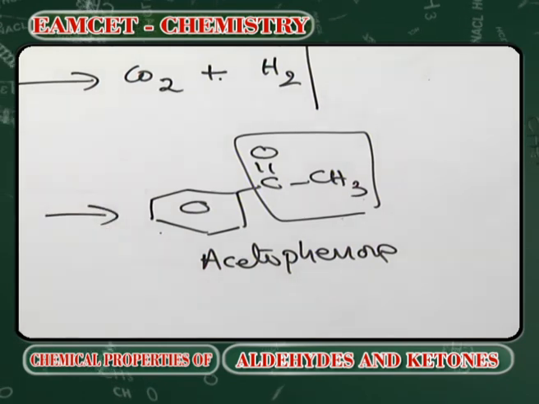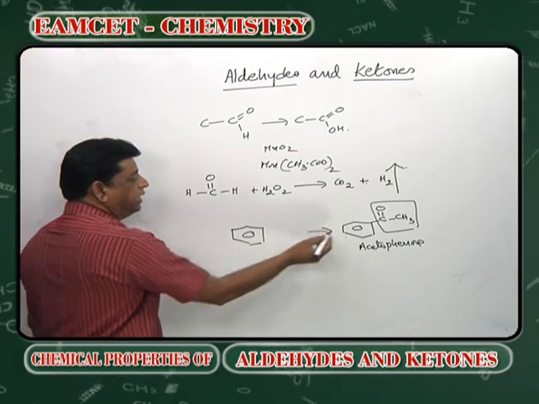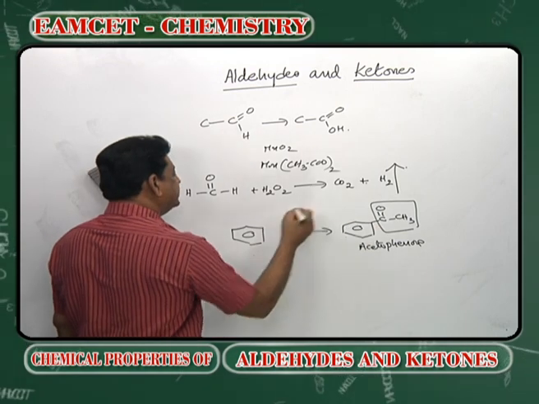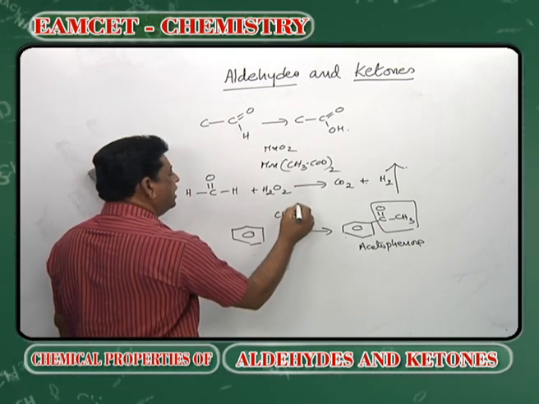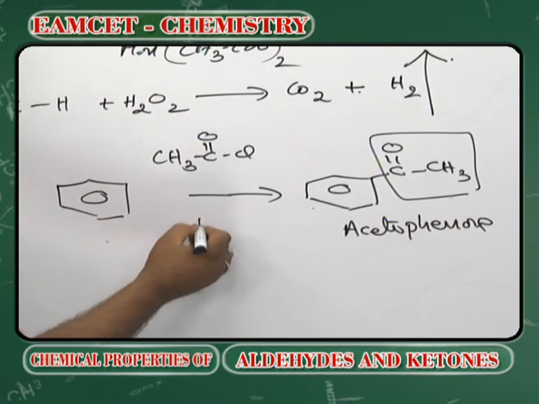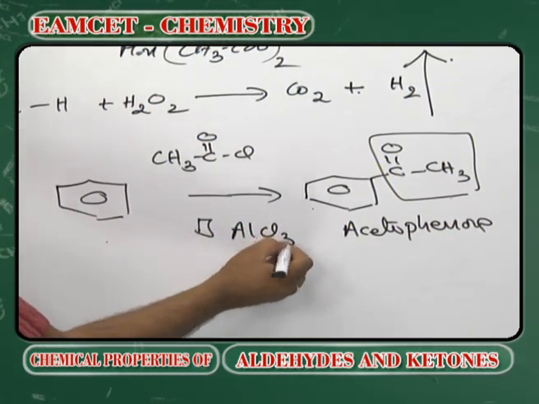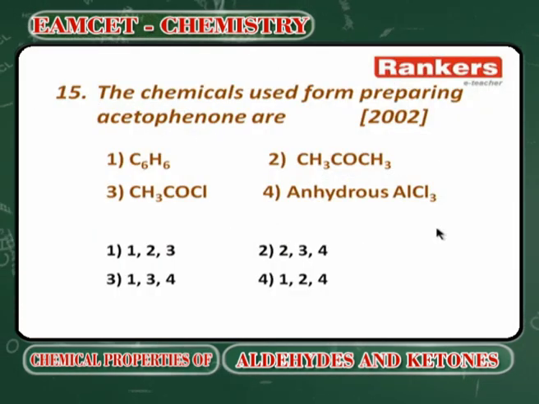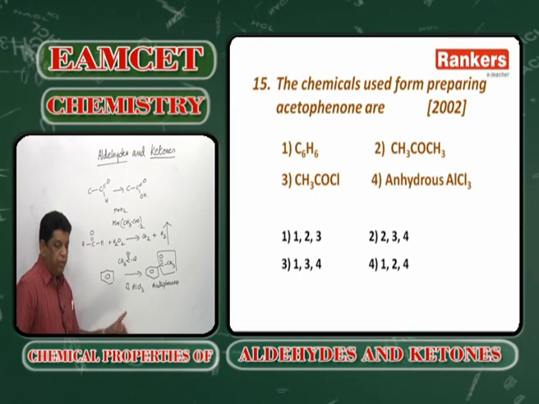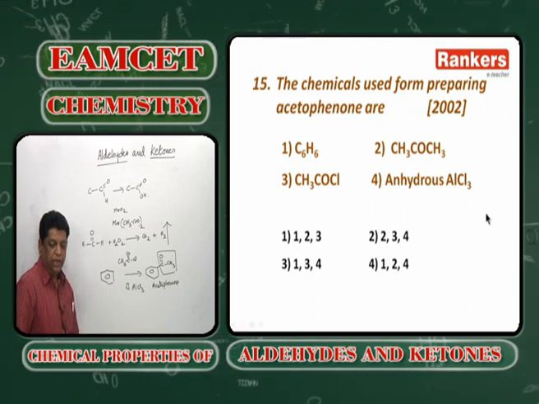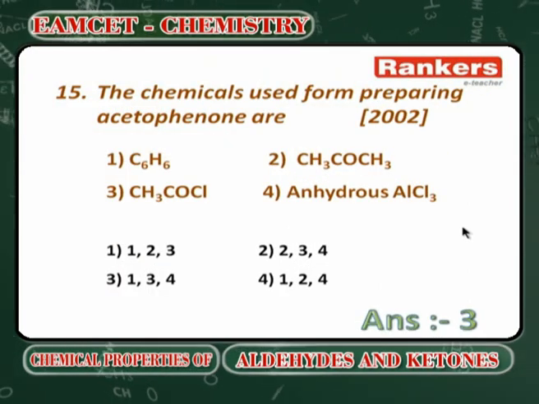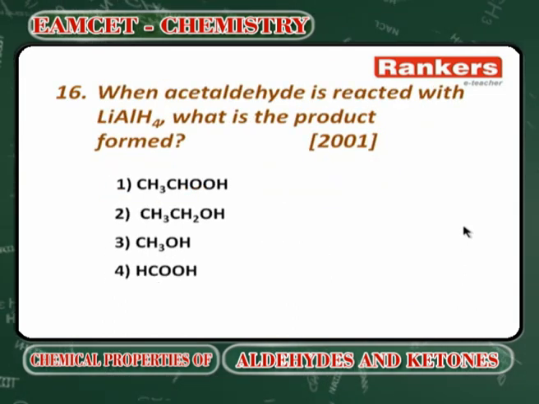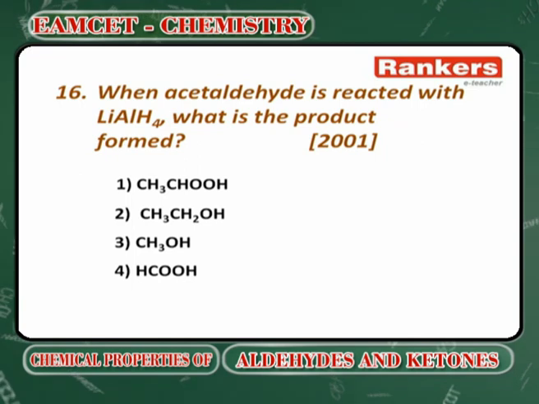So how do you prepare? Naturally we need benzene, and the acetylation with CH3COCl or acetic anhydride and anhydrous aluminum chloride. For the Friedel-Crafts acylation you can prepare this reaction. So therefore we need benzene, first answer is right, acetone is wrong, acetyl chloride, so third answer is right, anhydrous aluminum chloride, fourth also right. Therefore 1, 3, 4 is the right answer. When acetaldehyde is treated with lithium aluminum hydride, what is the product? Just now we have discussed, it is ethanol, it is a reduction, that is answer 2.